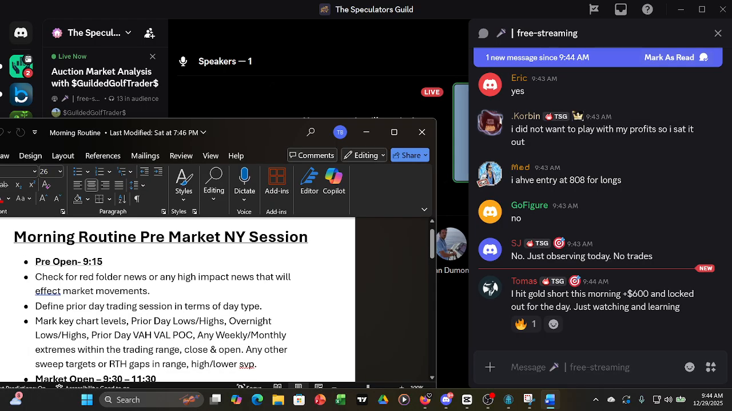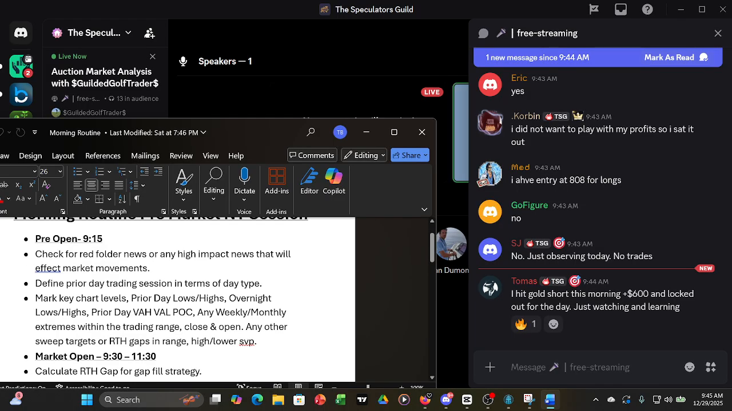So my pre-open is about 9:15. I need to sit down and start looking at my charts. The first thing that I'm going to do is check for red folder news or any high impact news that will affect the market movement. Then my third step is I'm going to define my prior day trading session in terms of day type.